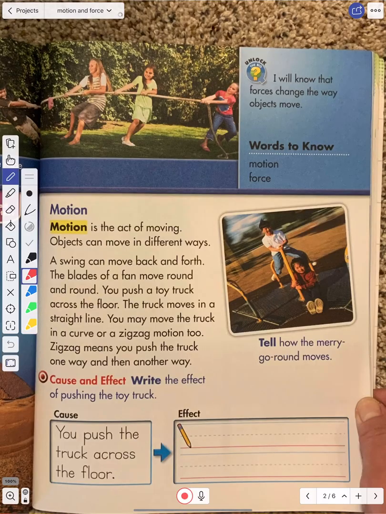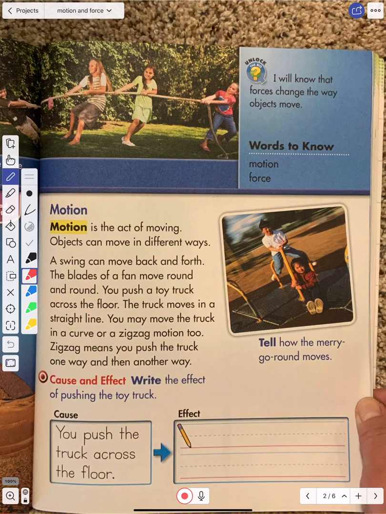Moving on to the next page, we're going to talk about moving, but we're going to talk about the word motion, because it says motion is the act of moving. Objects can move in different ways. A swing can move back and forth. The blades of a fan move round and round. You push a toy truck across the floor. The truck moves in a straight line. You may move the truck in a curve or a zigzag motion too. Zigzag means you push the truck one way and then another way.